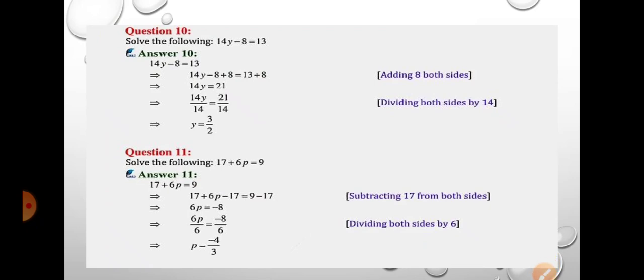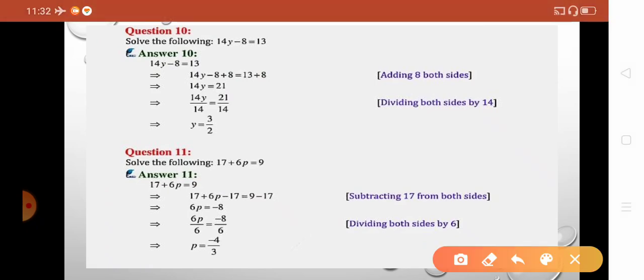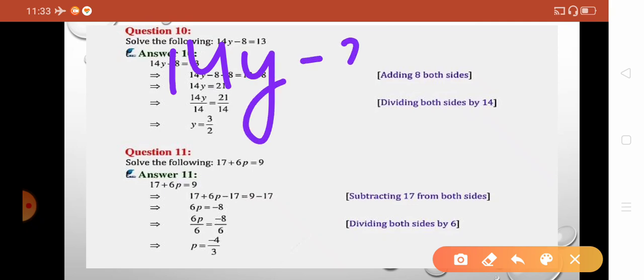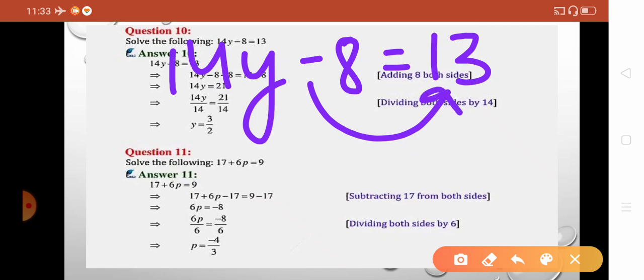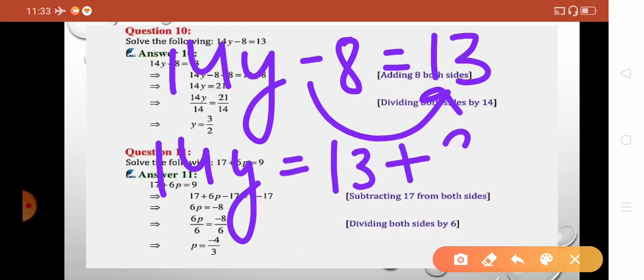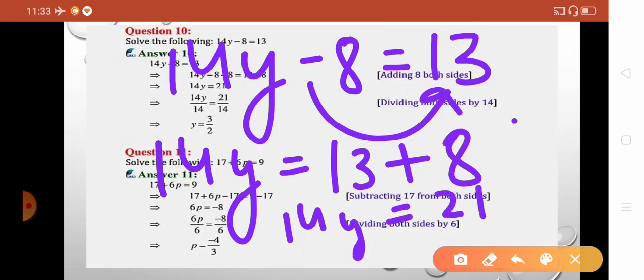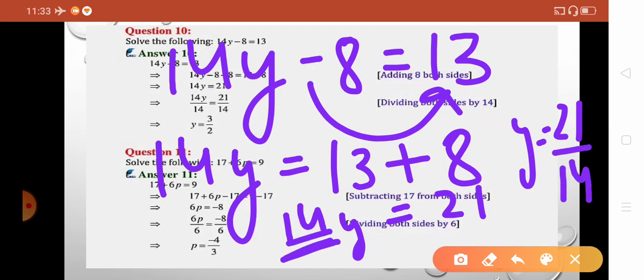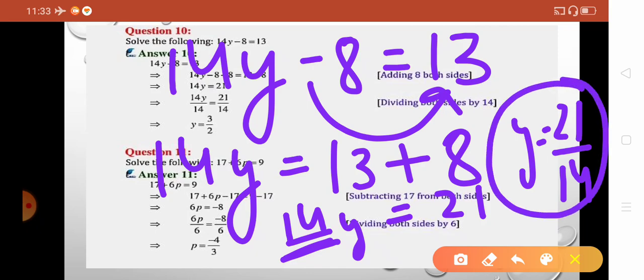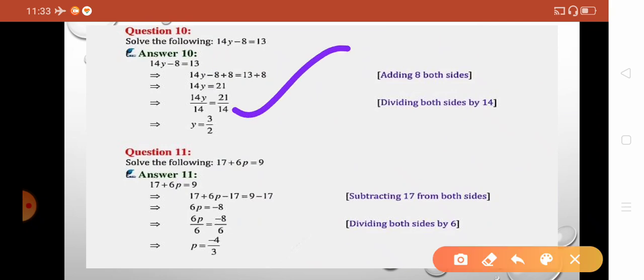Next one, 14y minus 8 is equal to 13. The same way you can use, or you can use the transposing method also. What is the transposing method? If you are taking some number to the opposite side, you have to change the sign. If you are taking minus 8 to this side, you have to change the sign and it will become plus 8. That is 14y is equal to 13 plus 8. So 14y is equal to 21, and y is equal to, here 14 is in multiplication. Whenever it goes to the right side, it goes in division. So the value of y comes out to be 21 by 14. You can use this method, or you can use the balancing method also, which is given here.